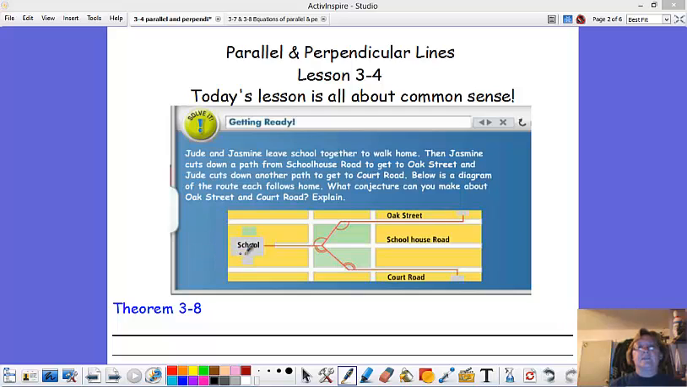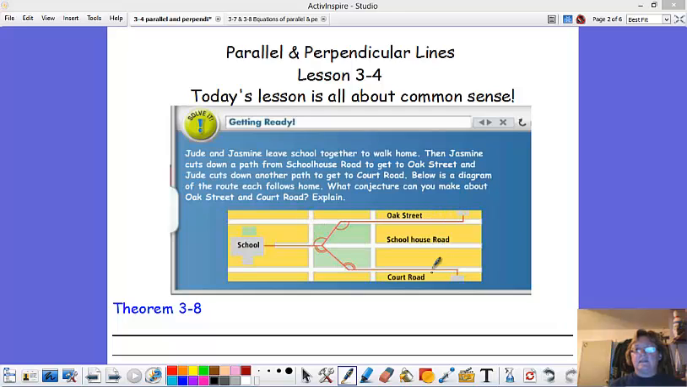Jude and Jasmine, it says, leave school together to walk home. Jasmine cuts down a path from Schoolhouse Road to get to Oak Street, and Jude cuts down another path to get from Schoolhouse Road to Court Road, as you can see in the picture. And the question says, what conjecture can you make about Oak Street and Court Road?